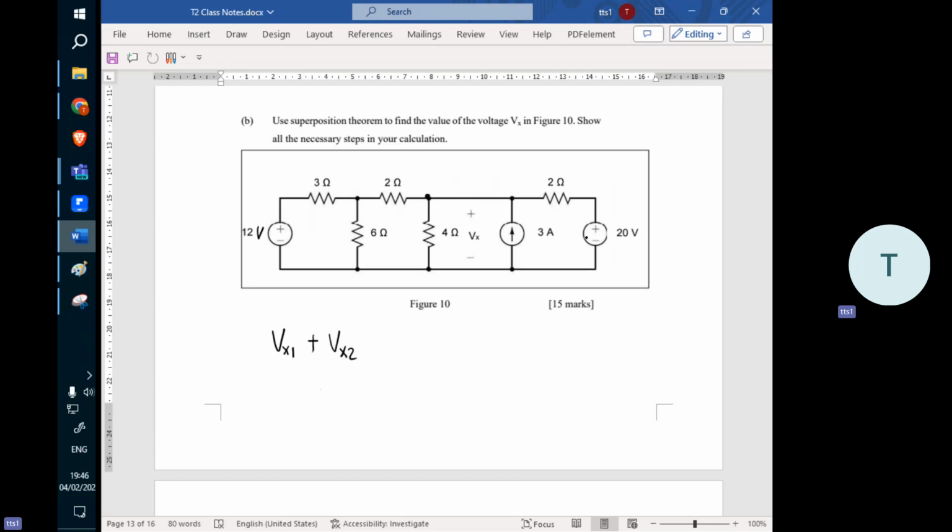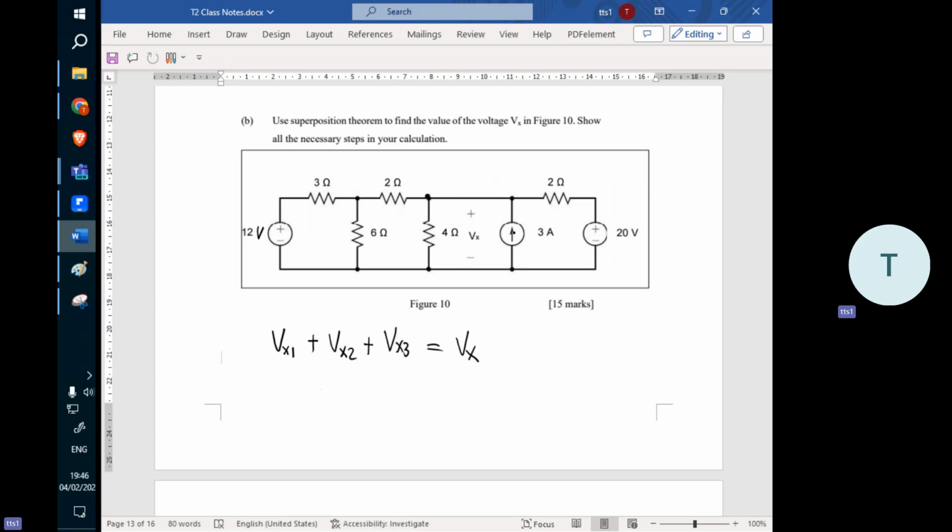We just turn on this one, remove the other two. This time we turn on 3 amp, remove 20 volt and 12 volt, and then we find Vx2. And then the last step is that we find Vx3 by turning on the last one, removing this one. If you sum all these voltages together, it's equal to Vx. That means we turn on one source at a time, and then we sum all the outputs to get the final Vx.